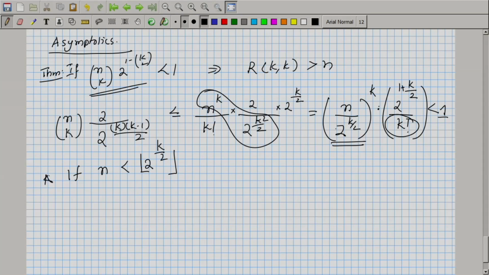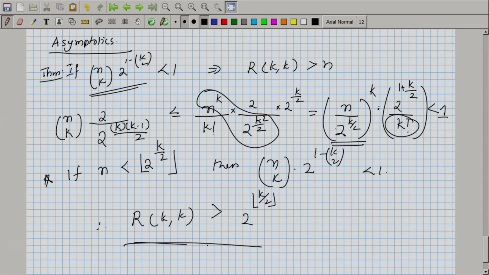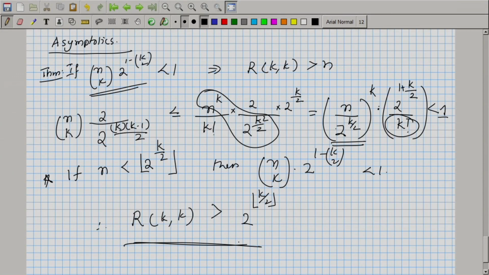So, you can write it as: if n less than 2 raised to k by 2, then n choose k times 2 raised to 1 minus k choose 2 is less than 1. Therefore, from the theorem, R(k,k) is going to be greater than 2 raised to k by 2. Okay. So, that is the first lower bound that we have obtained. You can use more complicated constructions and more complicated sample spaces to provide a slightly more improved bound than this.